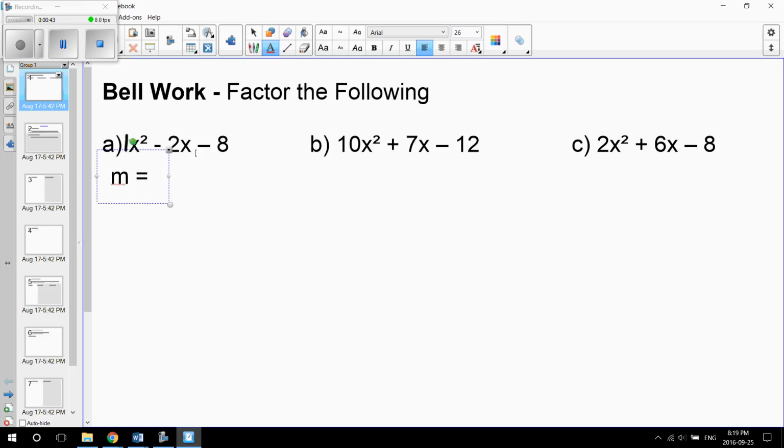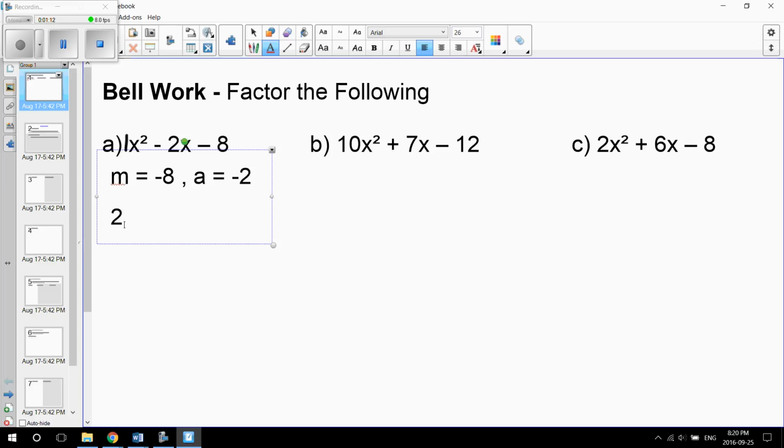So our multiplied number is the last number here, which is the negative 8. And our add number is the one that's in the middle, which is negative 2. So we need two numbers that multiply to negative 8, but add to a negative 2. So again, if you can't come up with those right away, go through the different options. 1 times 8, 2 times 4, and that's all the options that we have.